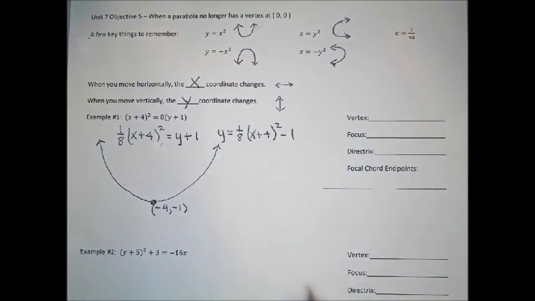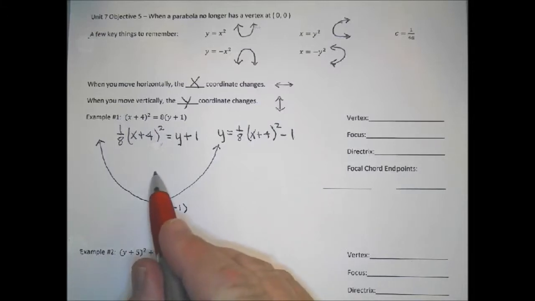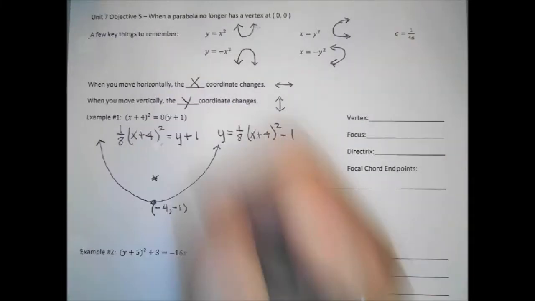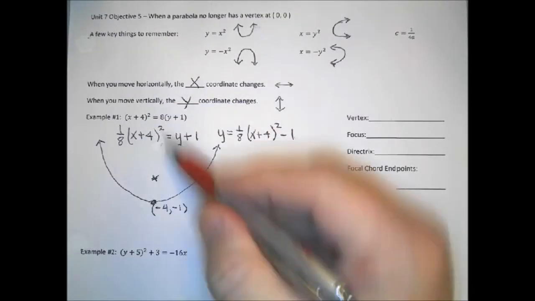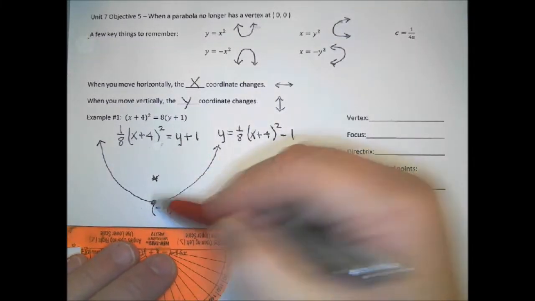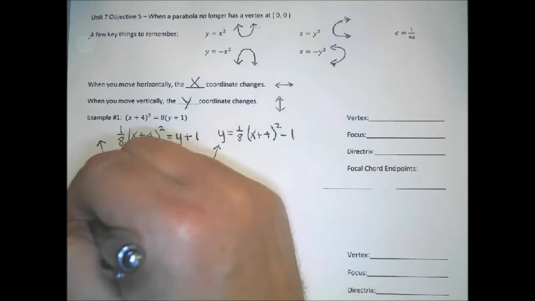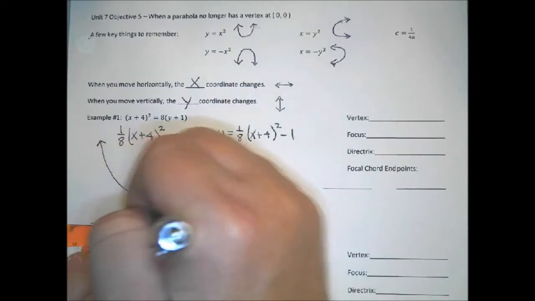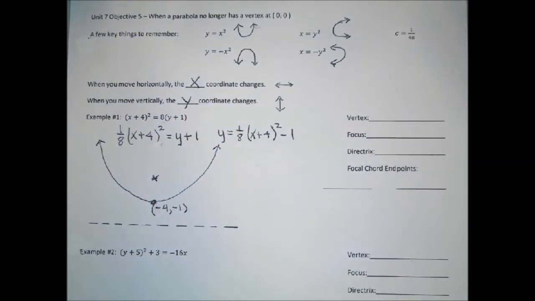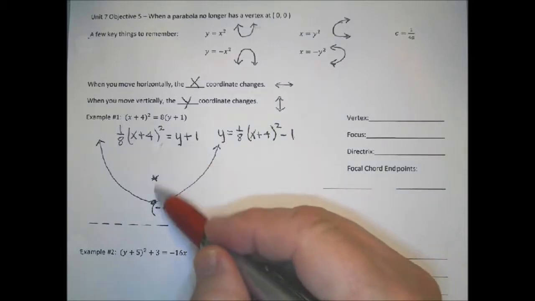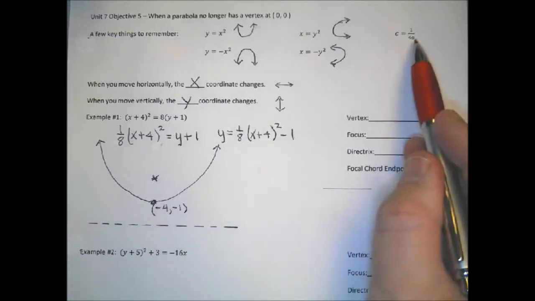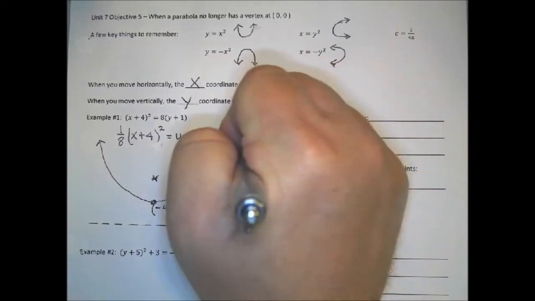All right, I also know there's a focus on the inside and there's a directrix on the outside. And I know that they are equal lengths. Whatever it takes to get to the focus, it takes the exact same length behind the parabola, or in back of the parabola, to get to the directrix. Now the big question is, what is that length? Because I need to know that length. Well, that's where the equation c equals 1 over 4a comes in.